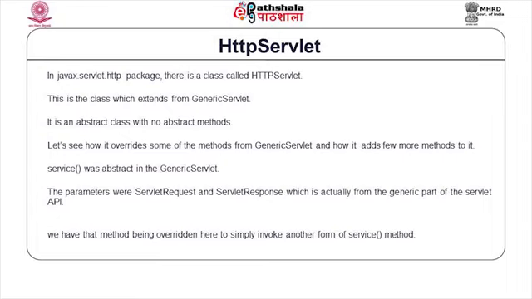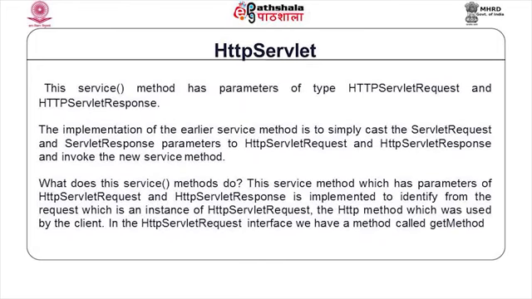One of the methods which was abstract in GenericServlet, what was that method? That was the service method, which was left out, but we understand what was there in it. The parameters were ServletRequest and ServletResponse, which are from the generic part. We have that method being overridden here. This method has been overridden to simply invoke another form of the service method. So, we have one more service method added in the HttpServlet class.